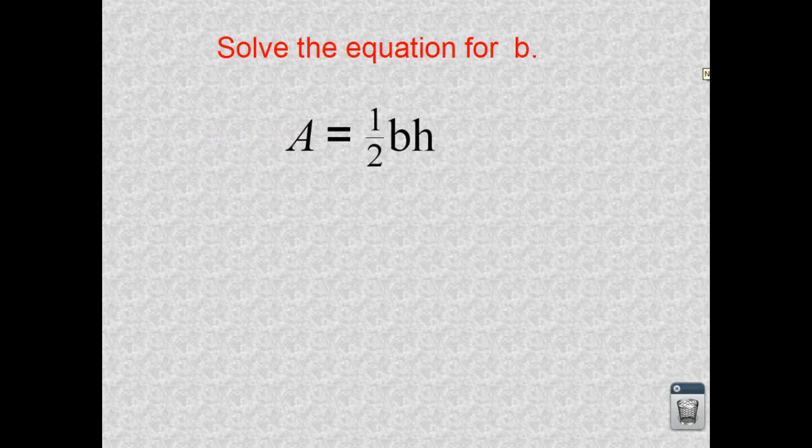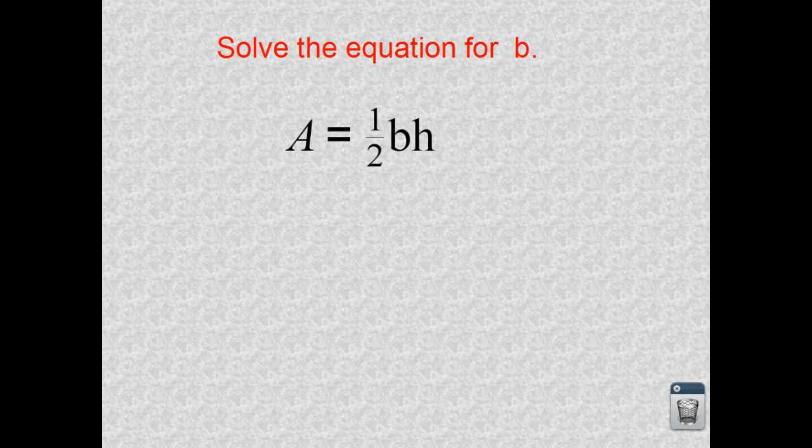Here is a pretty popular equation. It's the formula for the area of a triangle. A represents area, the B is the base of the triangle, and H is the height. And according to the directions, it wants us to isolate or solve the equation for B. So B is going to be the quantity of interest here.